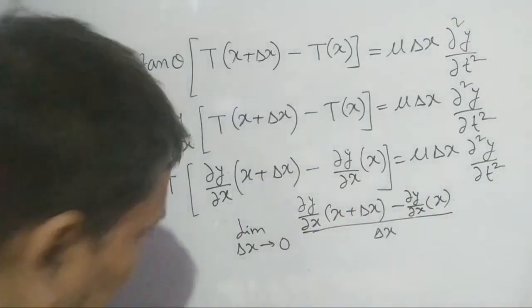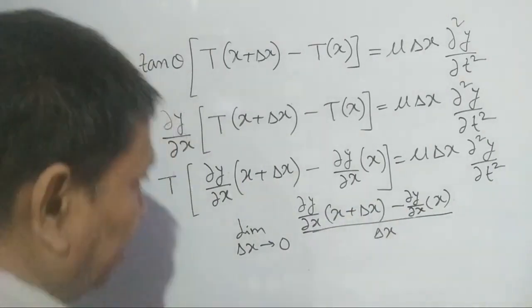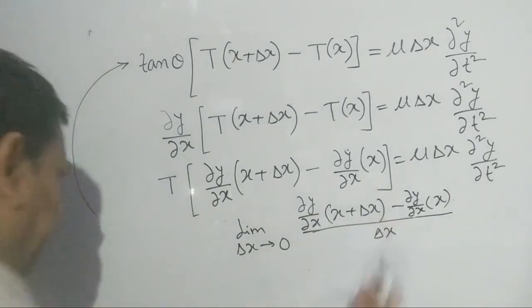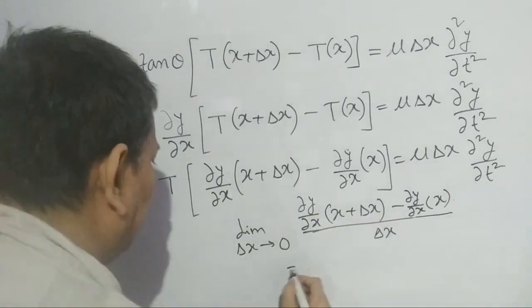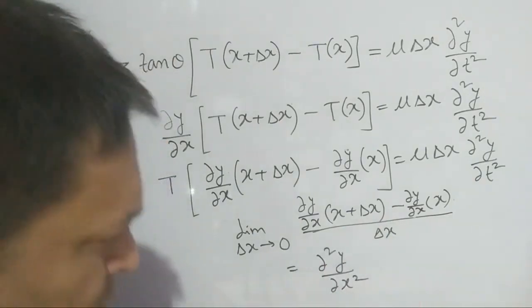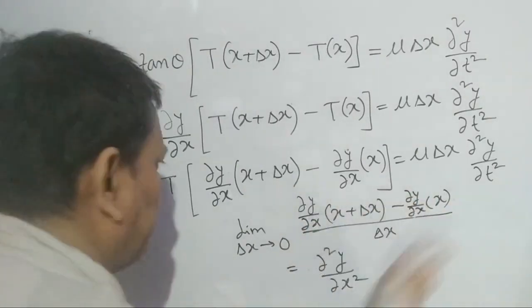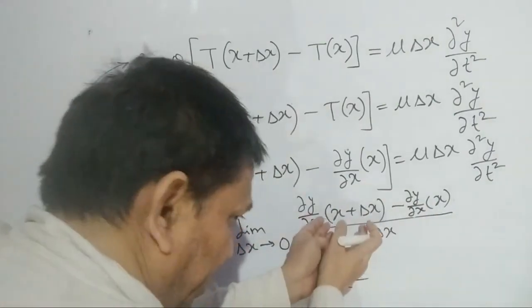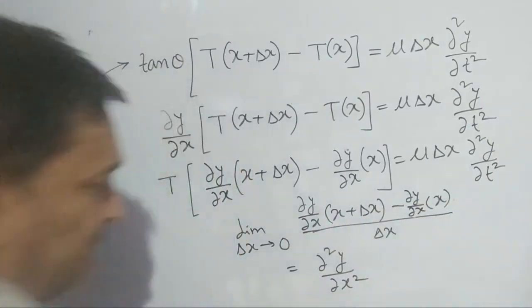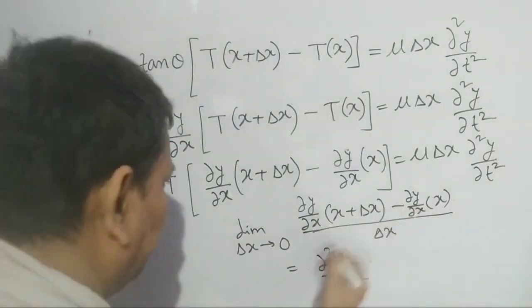So good result. The slope del y by del x at a distance x plus delta x minus the slope at a distance x, divided by delta x, should be equal to del square y by del x square, because this is like a function and it is again having a parameter at a distance x plus delta x. This is the slope at a distance, this is the slope at a slightly less distance, divided by delta x, where delta x tends to 0. So this will give you this thing.